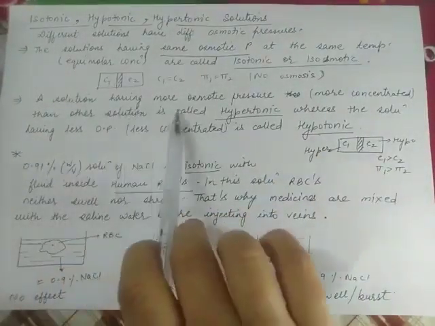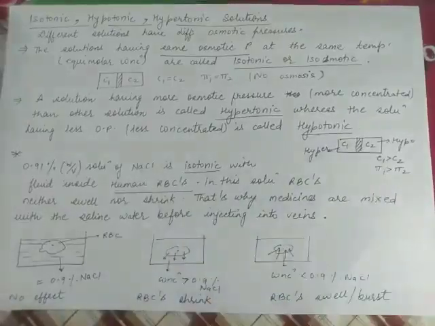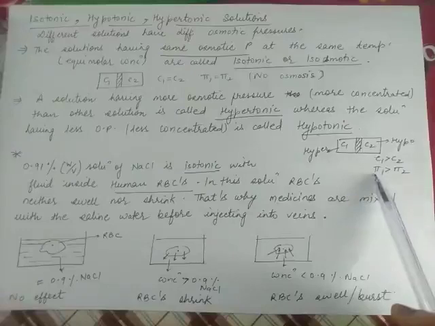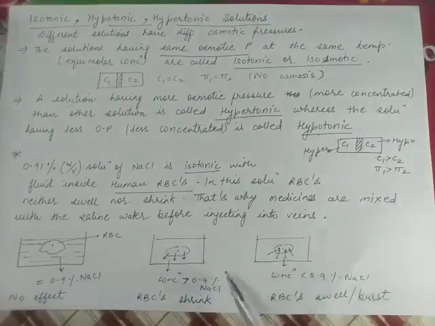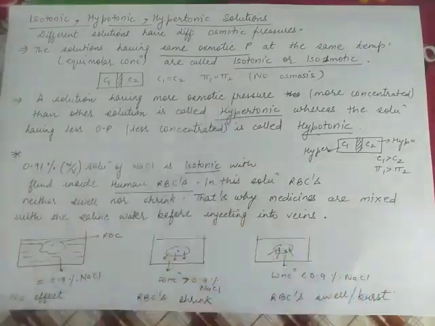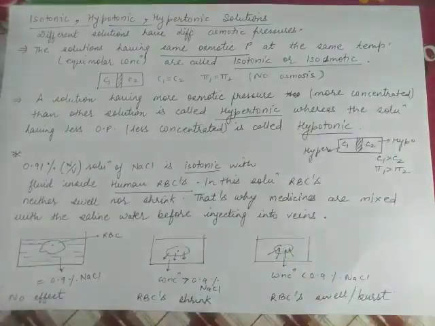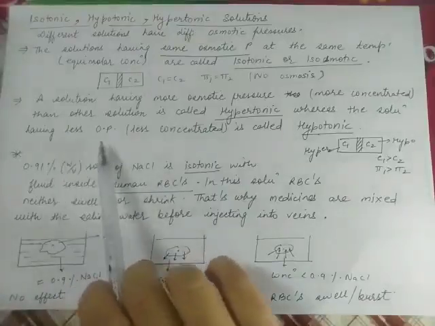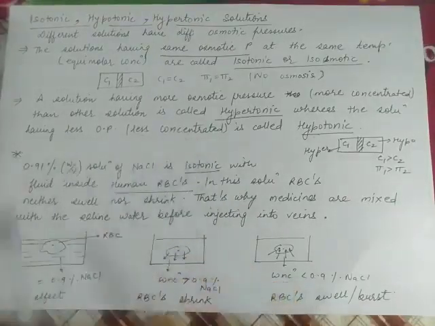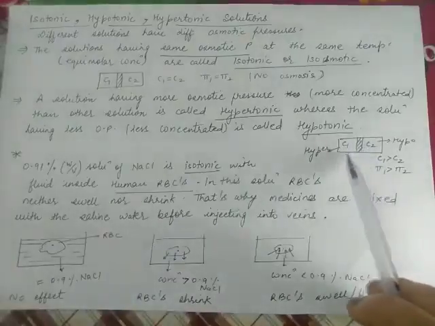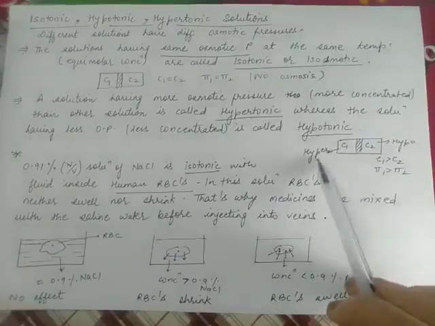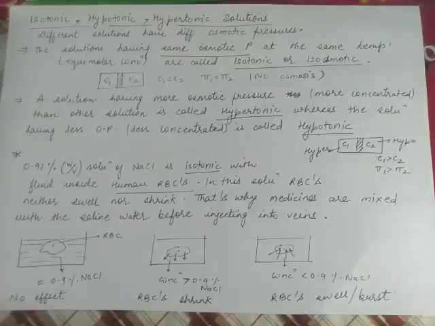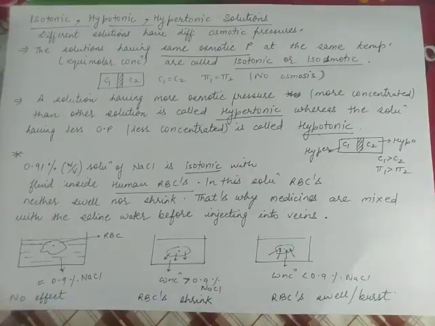A solution having more osmotic pressure. Now suppose again two solutions are there, C1 and C2 are concentrations. Osmotic pressure related to the first is pi 1 and related to the second is pi 2. The solution having more osmotic pressure is definitely the more concentrated solution, and it is known as hypertonic, and the solution having less osmotic pressure, that is less concentrated, is called hypotonic. So if concentration C1 is greater than C2, then this solution is hypertonic and this solution is hypotonic. This is the concept of isotonic, hypotonic and hypertonic solutions.